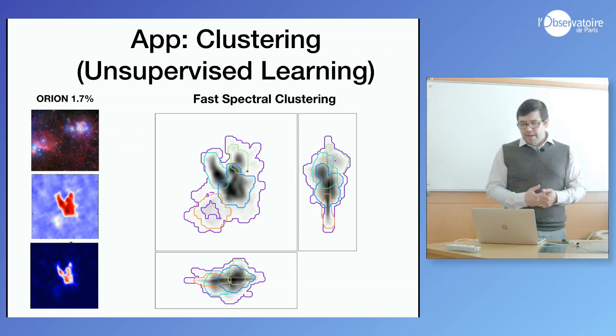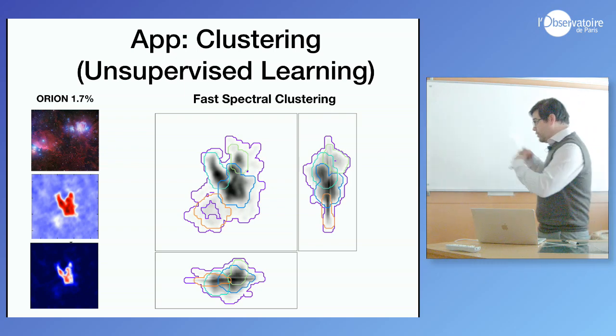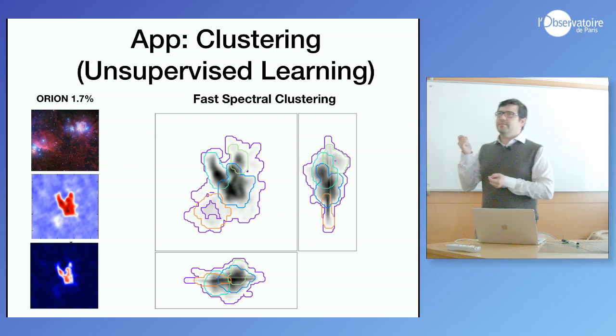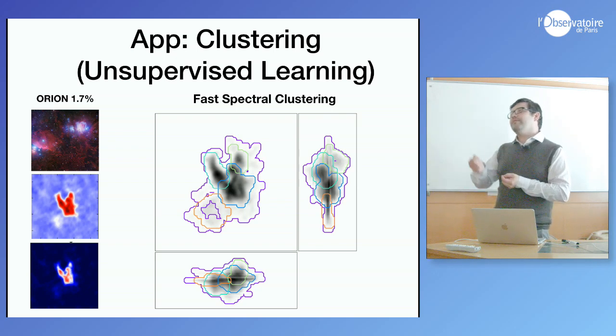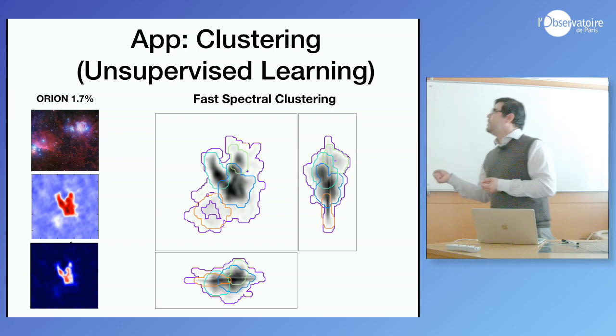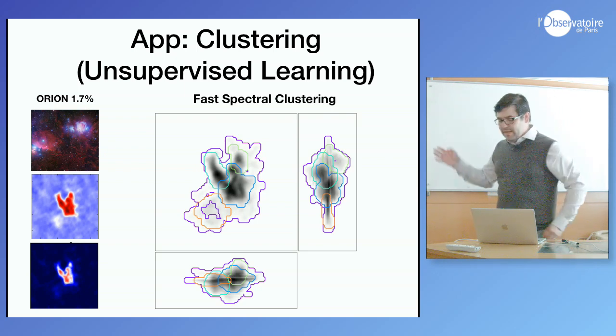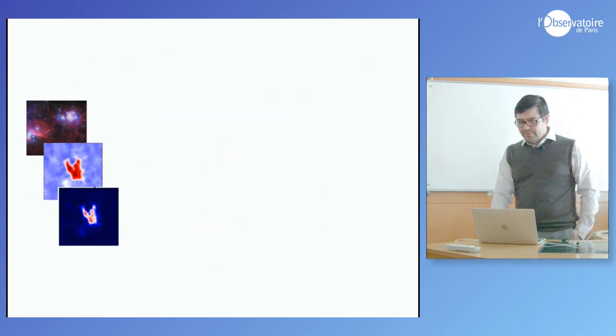Okay. If it's a good separation or not, it will depend on the science goals that you have and also the parameters that you use. But the thing is that this representation allows you to use these algorithms and produce this kind of results.